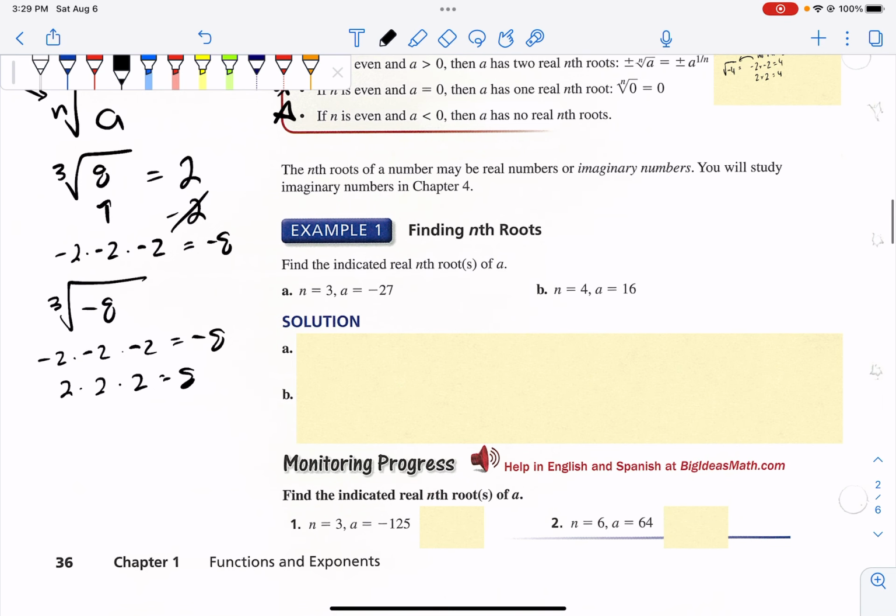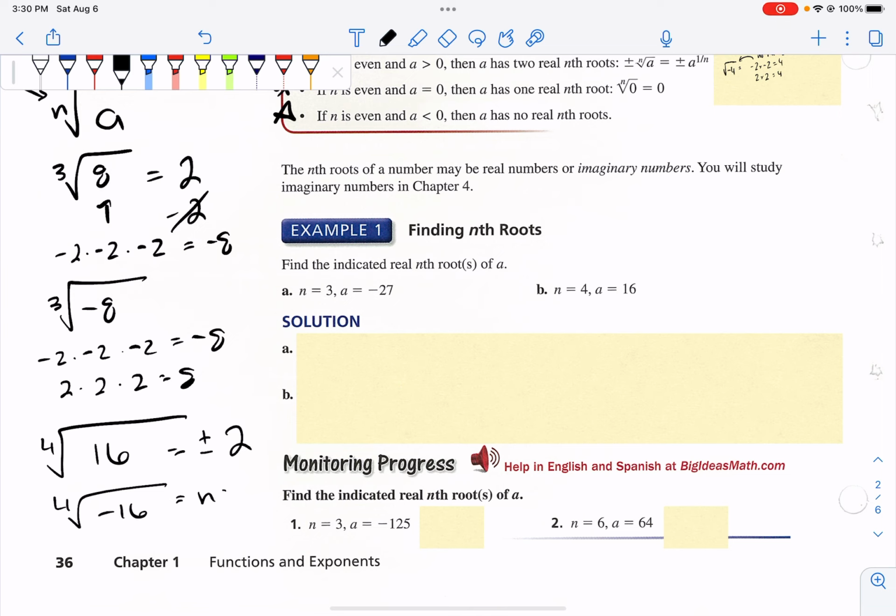If the outside is even, let's say the outside is a 4 and on the inside I have a positive number, then I have two answers. I'm going to have a positive answer and a negative answer. If the inside is negative, like this, then I'm going to have no answers. Isn't that kind of weird? If the outside is even and the inside is negative, there's no answers. But if the outside is odd and the inside is negative, there's one answer.